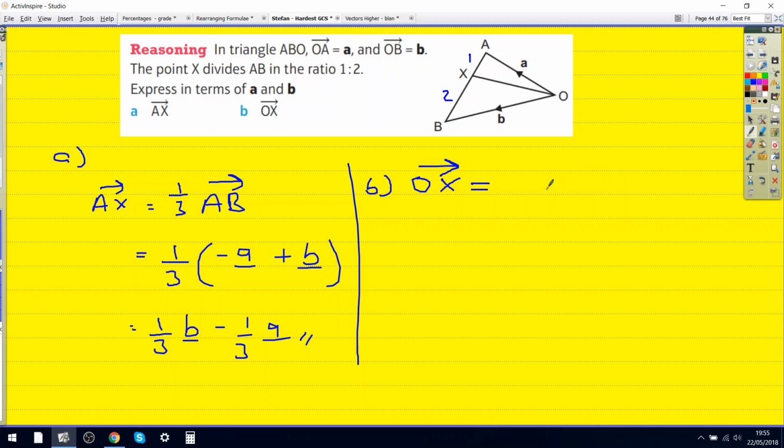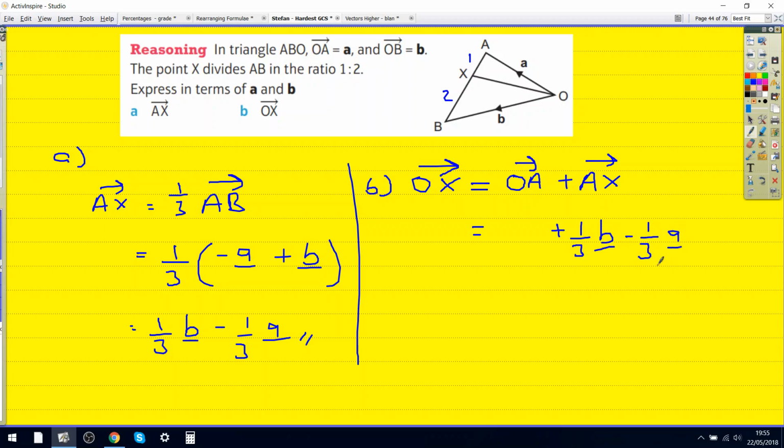I'm not sure what you'd do for this one. So it's literally just O to A and then A to X. Oh yeah, that makes sense. And what did we say A to X was? We got that as a third of B minus A in a bracket.